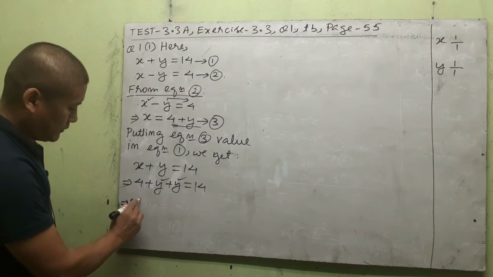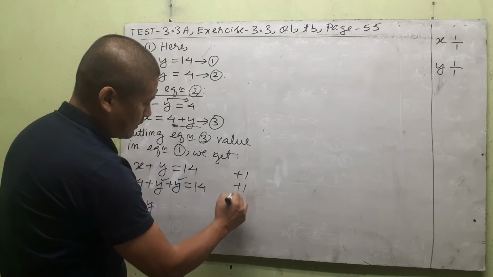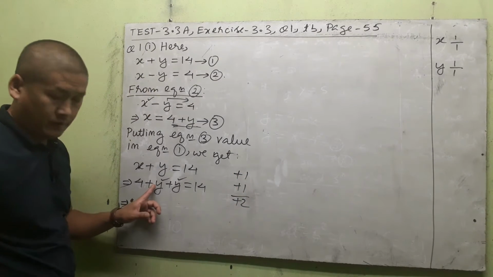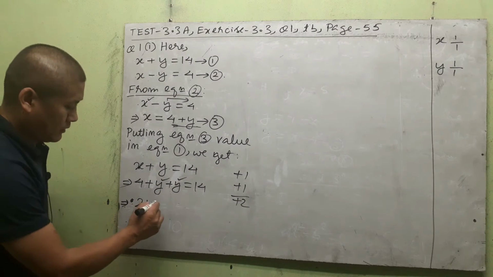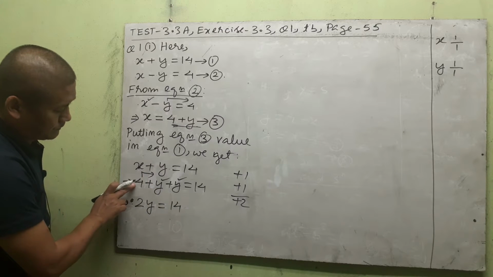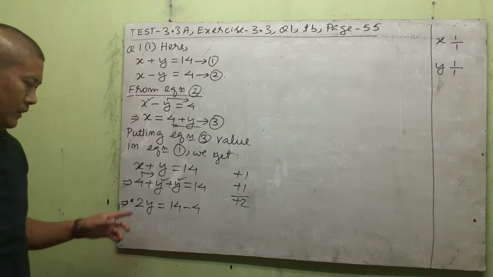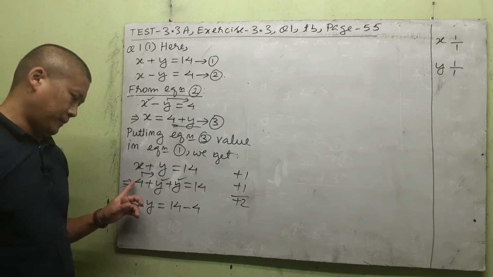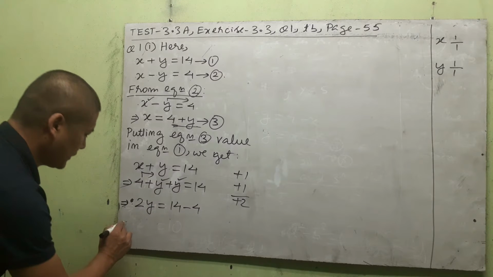y plus y we know is 2y, because plus 1 plus 2. There's no number there, which means 1 is there, right? Plus 1 plus 1 plus 2. Then that will be 14 here. Then this has no sign in front, so plus 4, shift it to the other side, minus 4. When you shift a plus from the left side to the right side, it becomes minus. Okay, so that's what we know.